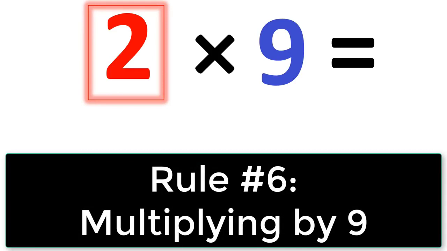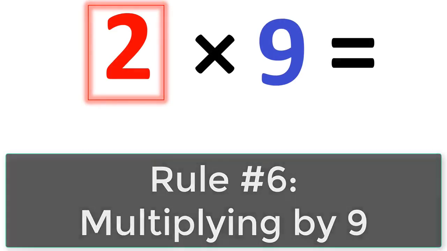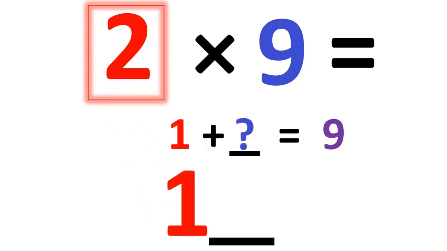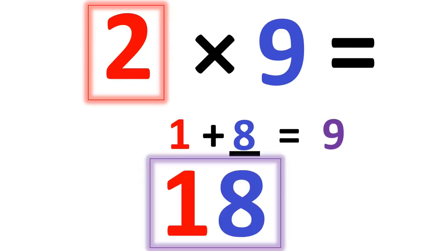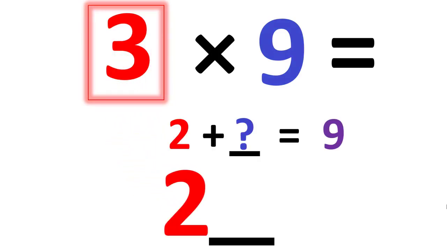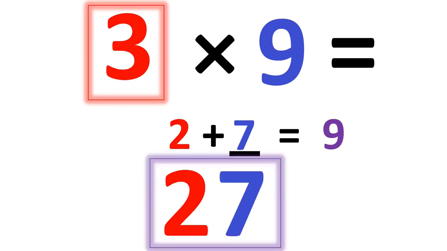So now for our last rule, which is the rule of 9. When you multiply a number times 9, such as 2, you take that first number 2, and you take 1 less than that number 2. So 1 less than 2 is 1. Then you say 1 plus what number equals 9? Well, 1 plus 8 equals 9. So 8 becomes your second number. So the answer is 18. Or when you have 3 times 9, 1 less than 3 is 2. Then you say 2 plus what number equals 9? 7. So 27. So forth and so on.